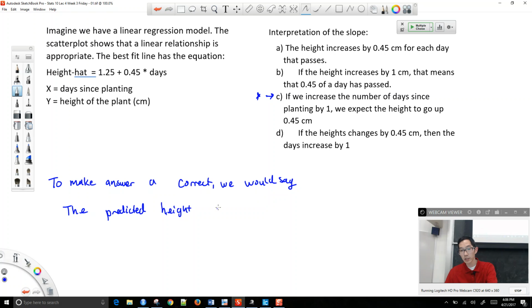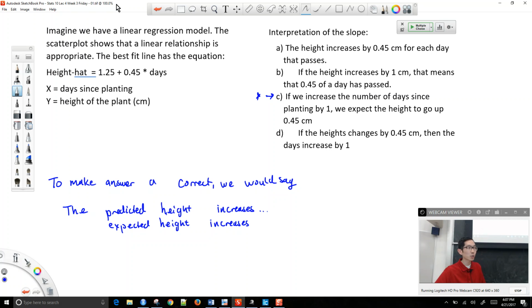Okay, if we write the predicted height increases by 0.45 centimeters for each day that passes, or the expected height increases, that is fine. So if you included the word predicted height or expected height, then answer choice A would be correct. But because it does not have that in there, then it seems to indicate that the actual value of height increases for each day that passes, and that's not true, okay?